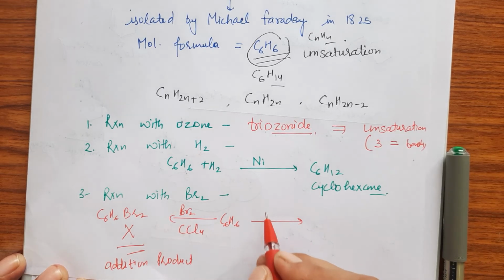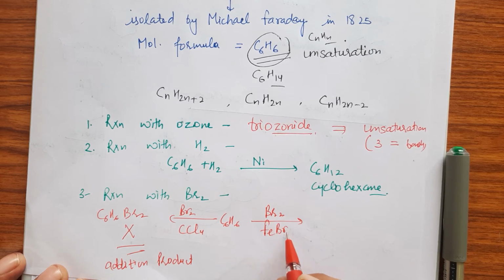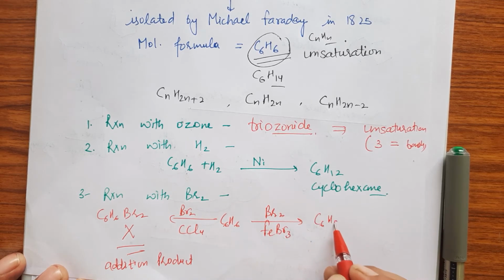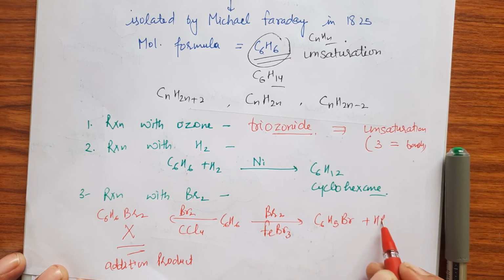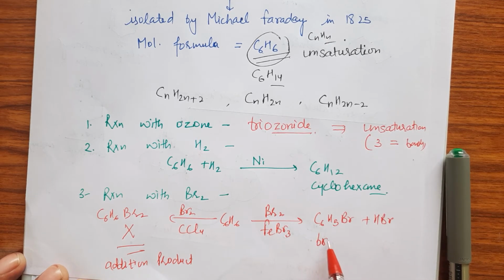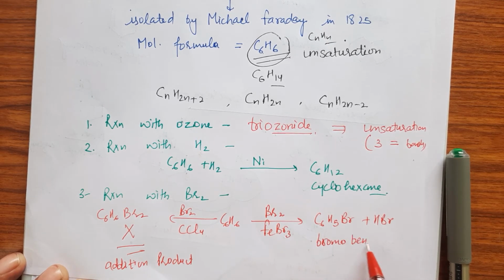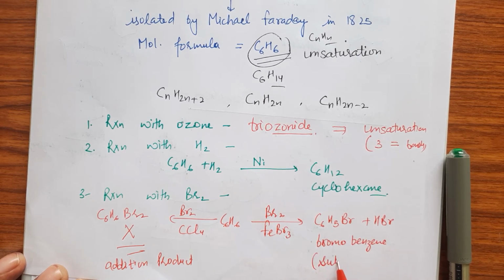However, when it is treated with bromine in the presence of FeBr3, there will be formation of the monosubstituted product, which is bromobenzene. So it shows substitution reaction more frequently as compared to addition reaction. This is a substitution reaction.